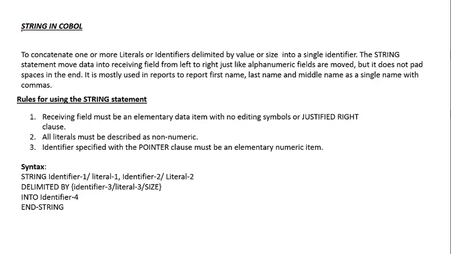And now the next character handling function is string. How is string used? To concatenate one or more literal or identifier delimited by value into a single identifier. This string statement moves data into the receiving field from left to right, just like alphanumeric fields are moved, but it doesn't pad space in the end. It is mostly used in reports to show first name, last name, middle name as a single name with comma. So what are the rules for using this string statement?